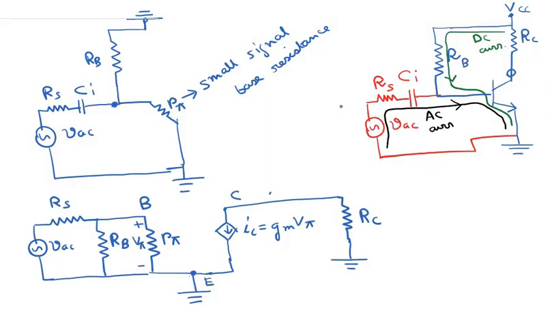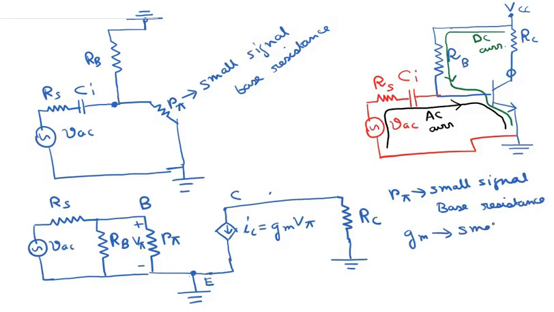I hope it is not too difficult to understand. The small signal AC parameters here are R pi, which is the small signal base resistance, and another small signal parameter, Gm, which is the small signal transconductance.